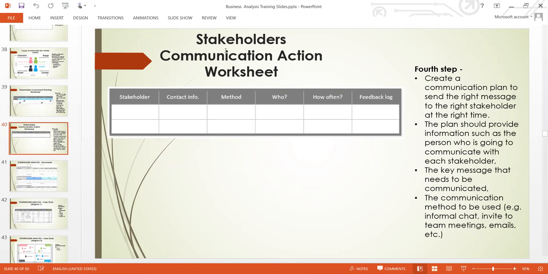Then after that, the next thing you need to do is to create a communication action plan or action worksheet. And how do you do that? Here you see the stakeholder. All the stakeholders need to put their contact information. You decide the method of communication within the organization. If the organization doesn't have any standard way of communicating, most organizations, they use phone and they use email.